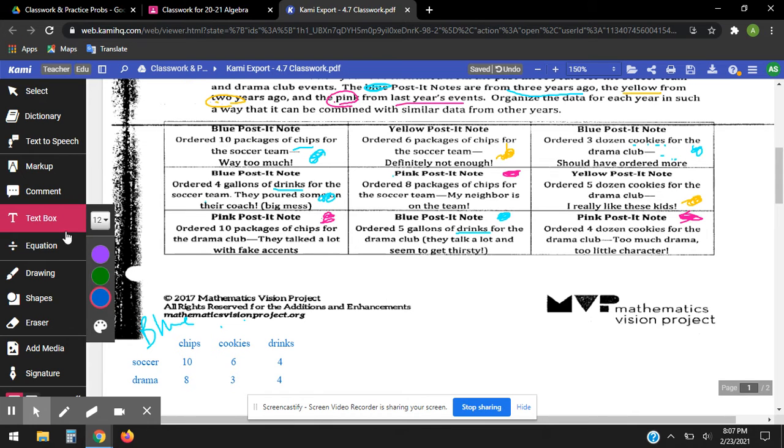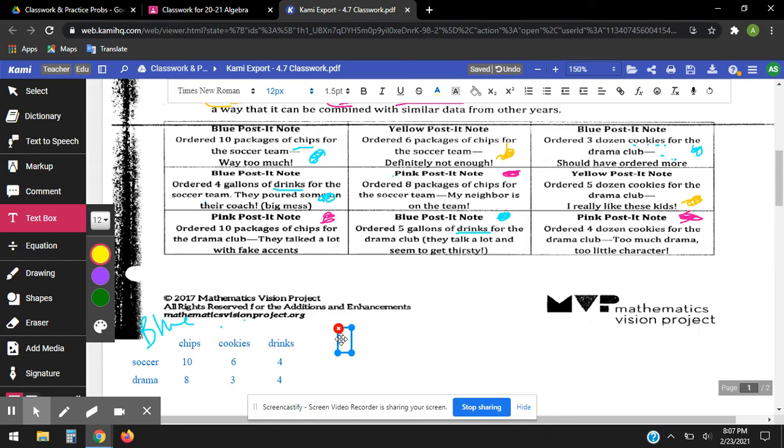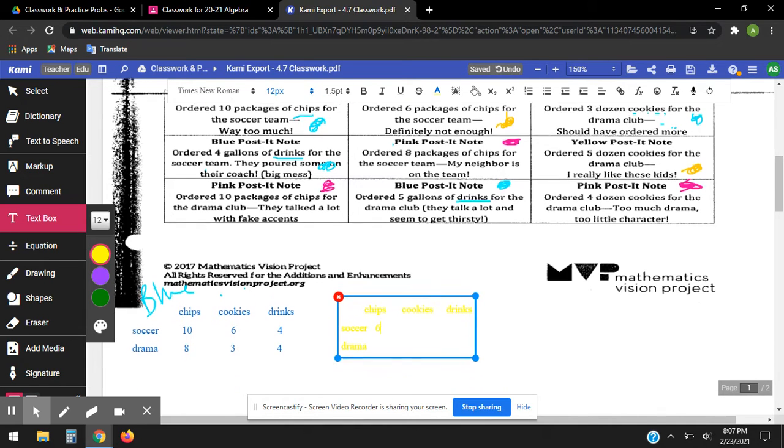Now let's do the yellow because that was 2 years ago. Let's see if we can see it in here. If it's too light, we'll change it to orange. So yellow, we have the same thing, don't we? We should have chips, cookies, and drinks. And we're still going to be doing this for the soccer team and the drama club, right? So let's see. Yellow, 6 packages of chips. So soccer needs 6 packages of chips. And then that's drama. The rest must be down here.